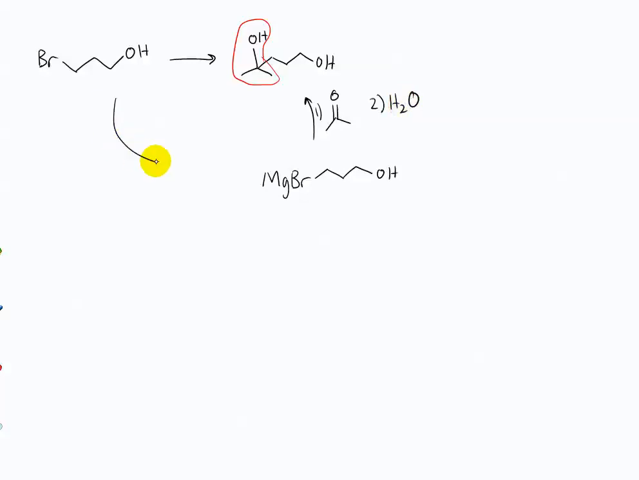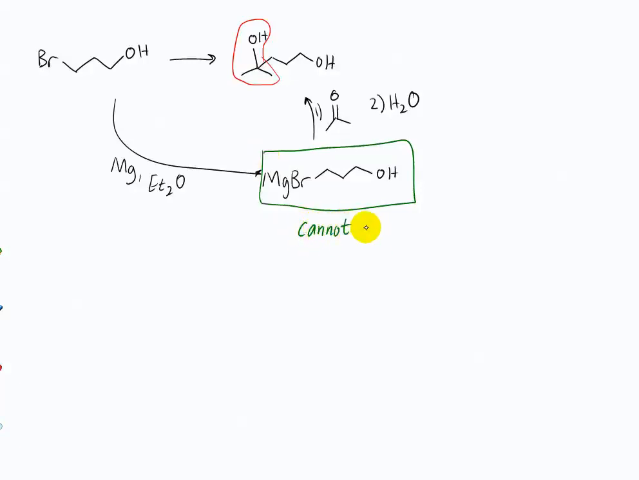But there's a problem here. What's the problem? Why is that not as simple as it looks? The reason it's not as simple as it looks is that this molecule cannot exist. Why is that? Well, that's a Grignard reagent. We know we have those. I guess technically we would write that the other way. Is that because the magnesium would go after the alcohol?